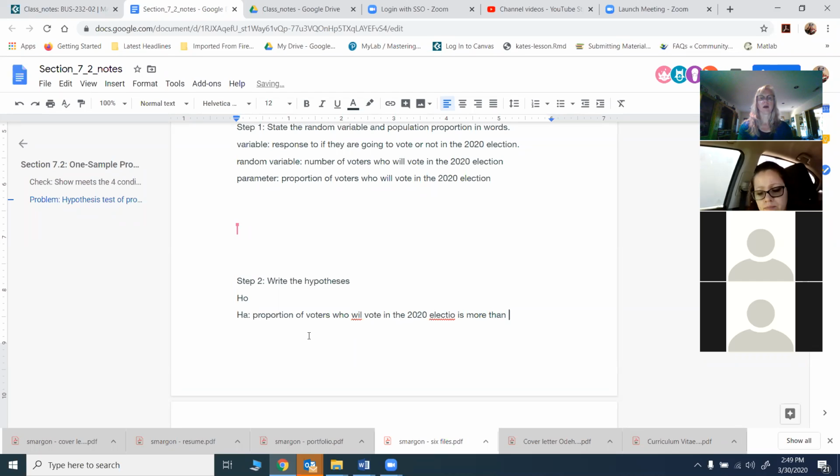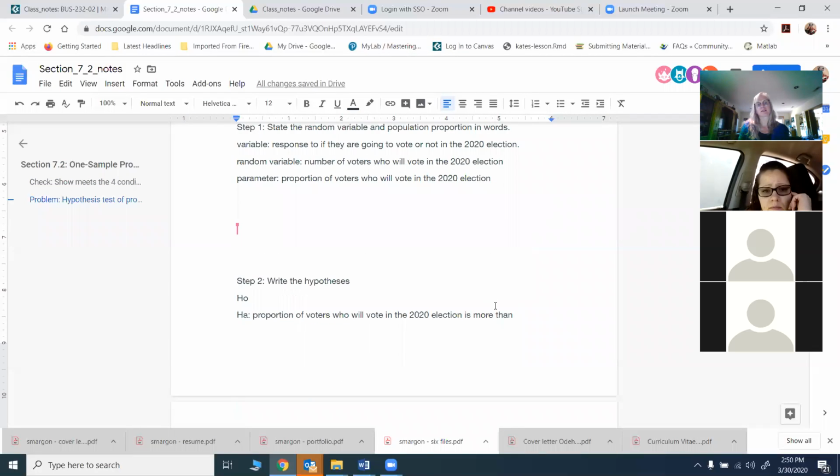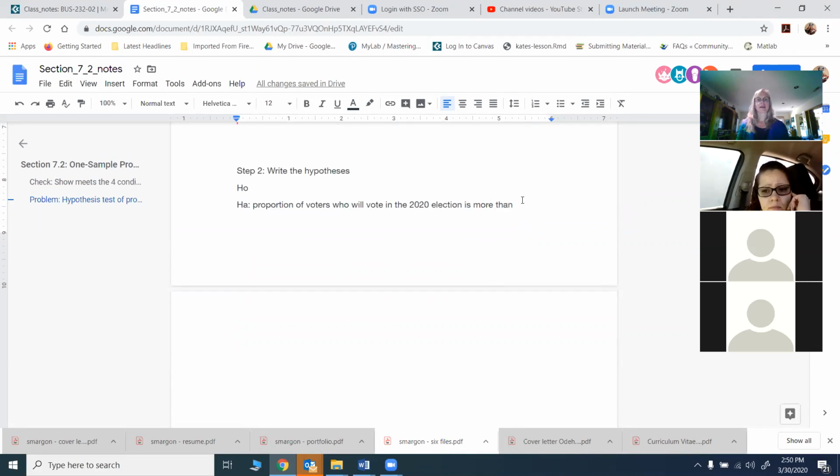is more than, do I know how many voted in the 2016 election? No. I mean, we can find out, but does it say? It does not say a percentage? Yeah, it just says it right here. So the very first sentence actually says what that percent was in 2016. So instead of using the words 2016, let's actually stick that number in there. So I'm actually going to say is more than 55.7%.